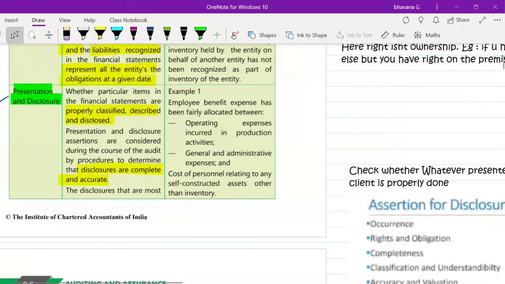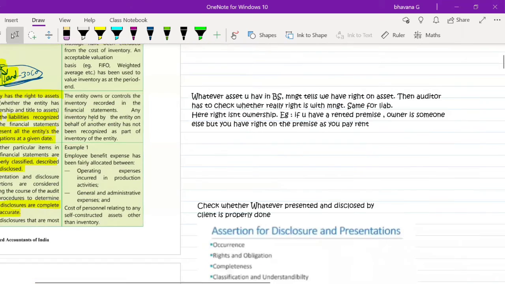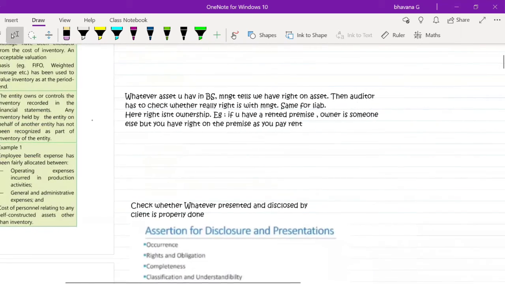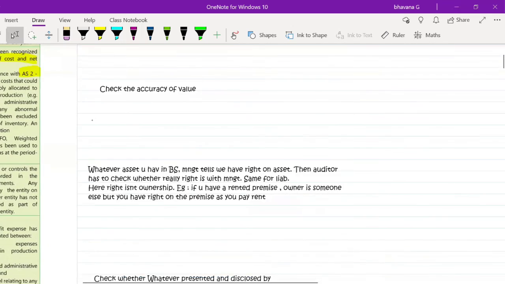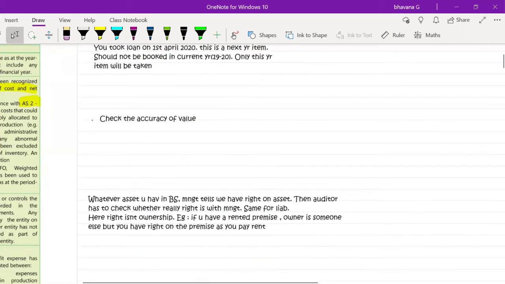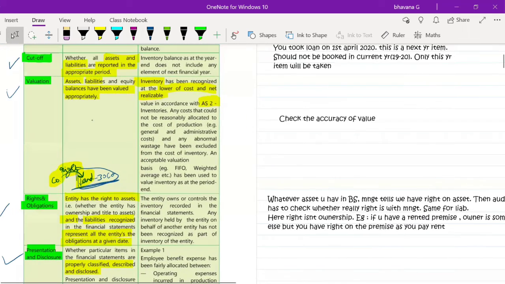Next, presentation and disclosure: all the things which you had to disclose, have you disclosed them properly or not? Whatever you had to present, have you presented it properly or not? This is what is given here. So these are all the assertions relating to the balance sheet.